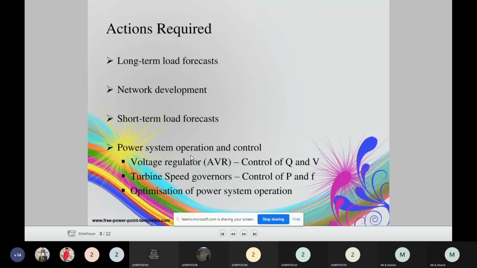In power system operation and control, we have the automatic voltage regulator. What is the role of the automatic voltage regulator? It controls your reactive power as well as voltage. That is the main purpose of AVR. Next one is turbine speed governors. The main purpose of the TSG, turbine speed governor, is control of your real power as well as frequency. And third one is optimization of power system operation. So these are the various methods: you have to regulate the voltage, you have to control the speed, you have to optimize your power system.